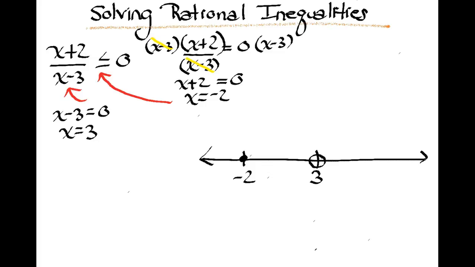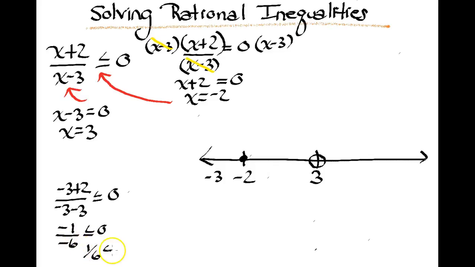So my next step is to work this now in a very similar fashion to solving nonlinear inequalities. Just pick a test point from each of the regions. So in this left region, I'm going to pick a negative 3. And when I plug that into my original inequality, I get negative 3 plus 2 over negative 3 minus 3. I'm going to compare that to 0. So I get negative 1 over negative 6 is less than or equal to 0, which is 1/6 is less than or equal to 0. 1/6 is positive, it's not less than 0, so I'm going to put a false in this region.